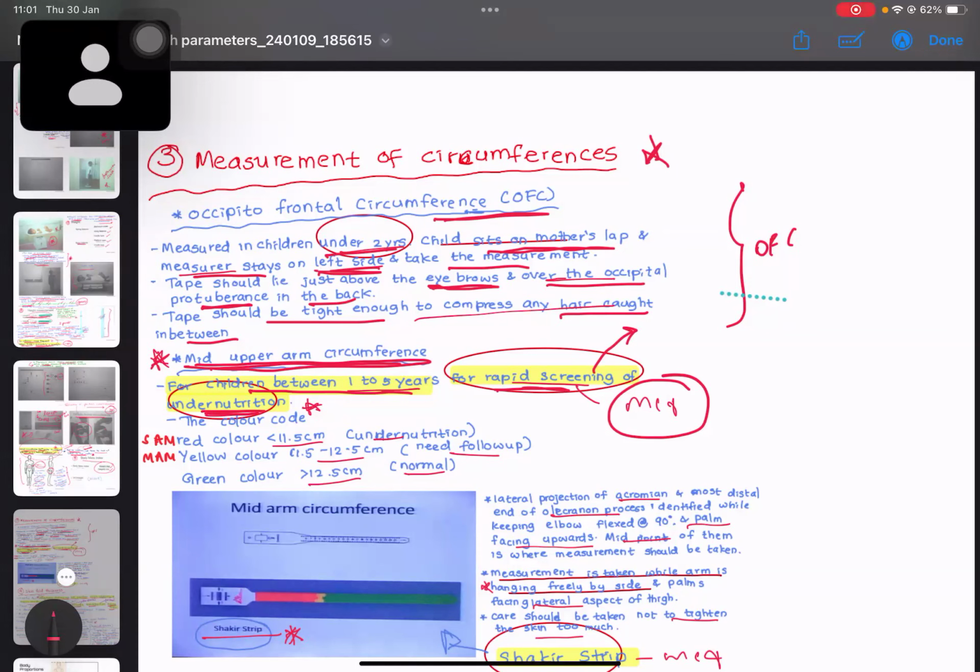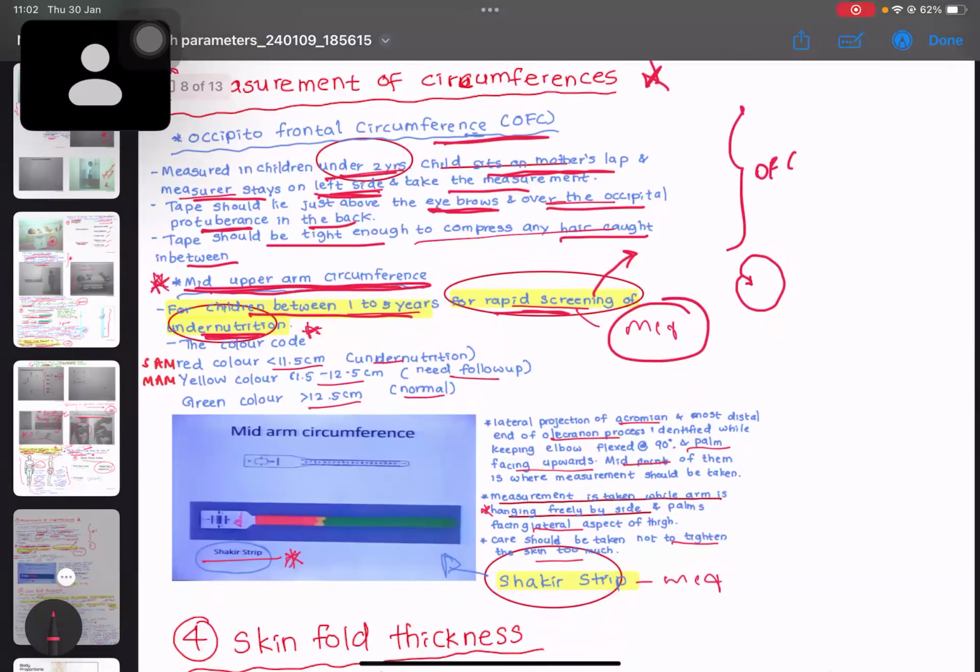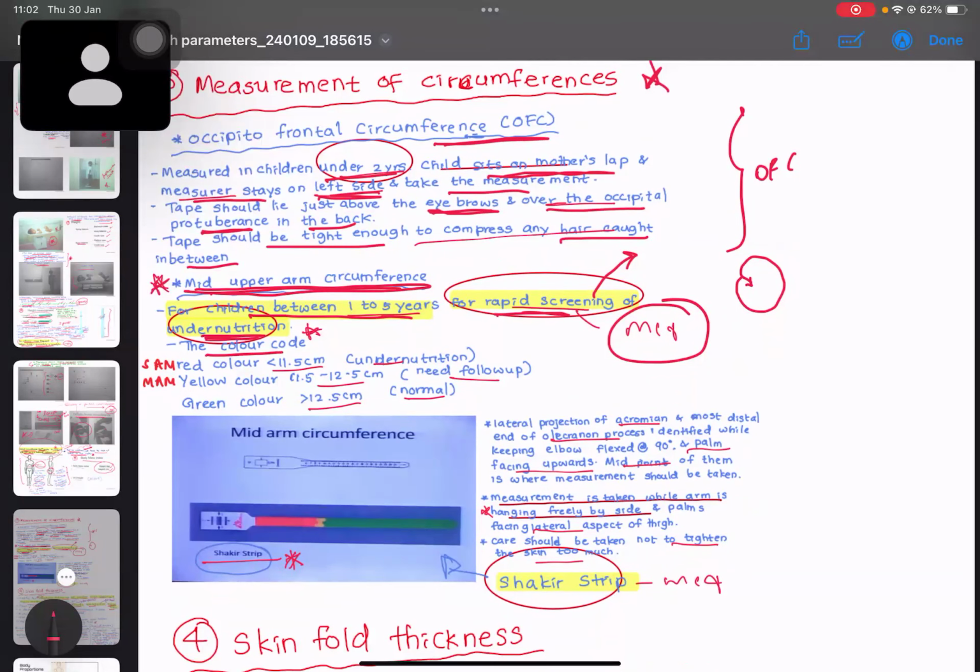Rapid screening is used if there are many children, like in schools or in a village. If you are screening for undernutrition, then you will use mid-upper arm circumference. If there's a stem like "mid-upper arm circumference is used for confirming undernutrition," that statement is wrong, because it's used only for screening purposes.